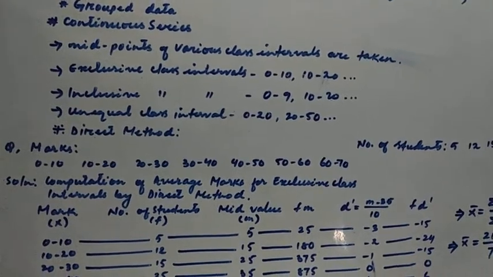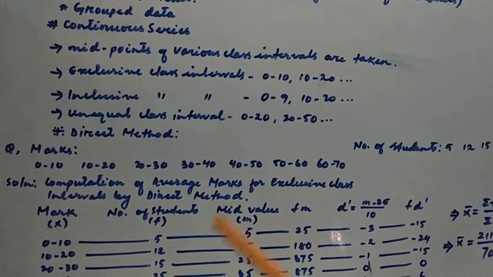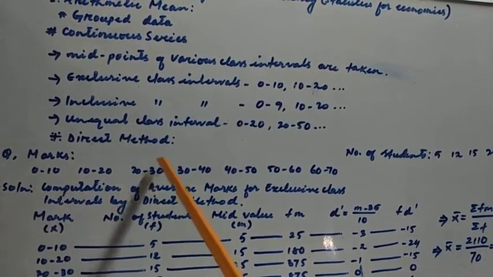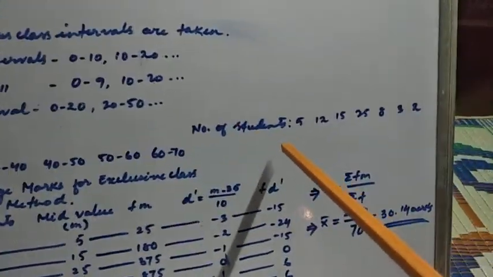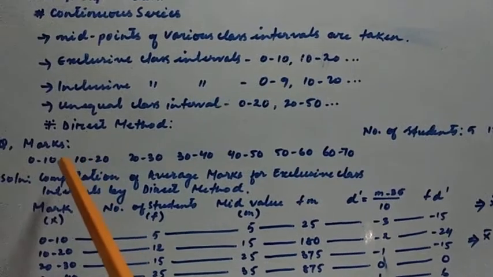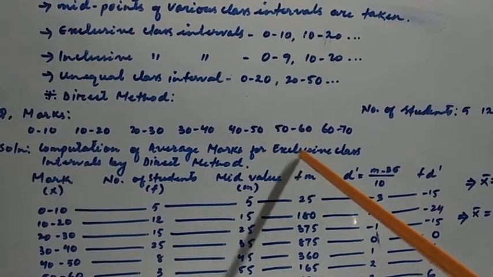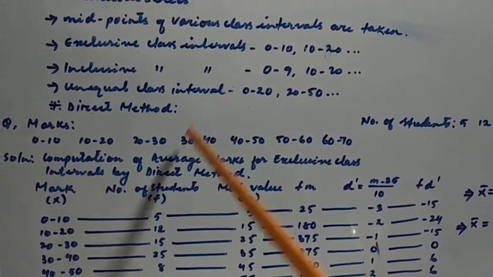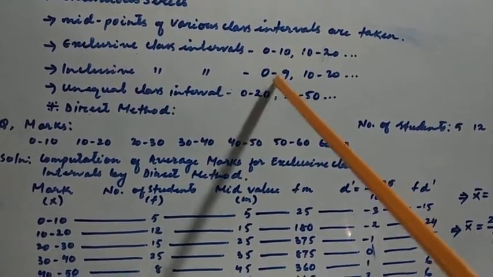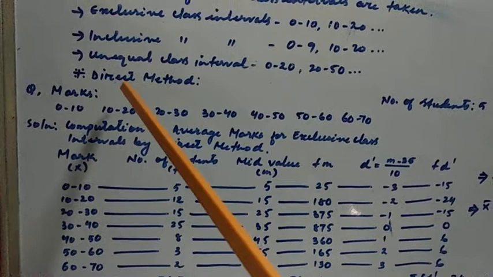We have to calculate the average marks of the following students using the direct method and the step deviation method. Marks are given here, 0 to 10, 10 to 20, 20 to 30, and so on, and the number of students are 5, 12, 15, 25, 8, 3, 2 respectively according to these class intervals. So this is the computation of average marks for exclusive class intervals by the direct method. Here it is an exclusive class interval, but inclusive is like 0 to 9, 10 to 19. But this is exclusive class intervals through the direct method.